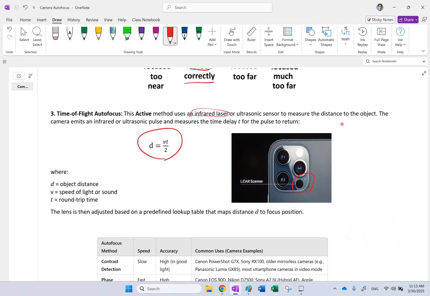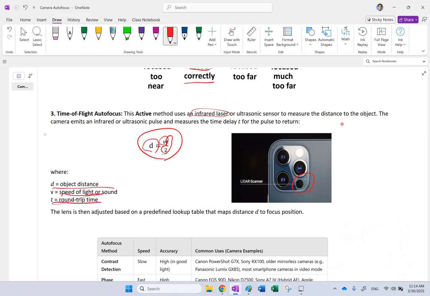For the time it goes to the object and comes back, you have to divide it by 2 to get the correct time and multiply it by the speed of that beam. So if it's a light, it's the speed of light. If it's ultrasonic, that's the speed of sound. So it's a simple distance.